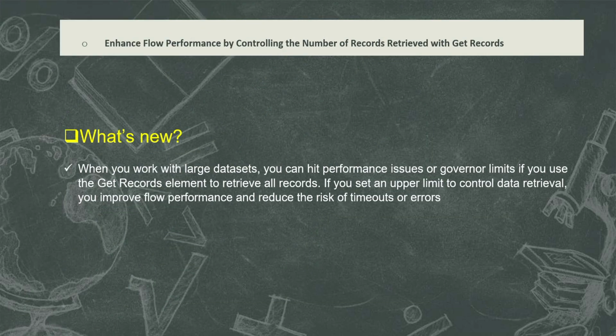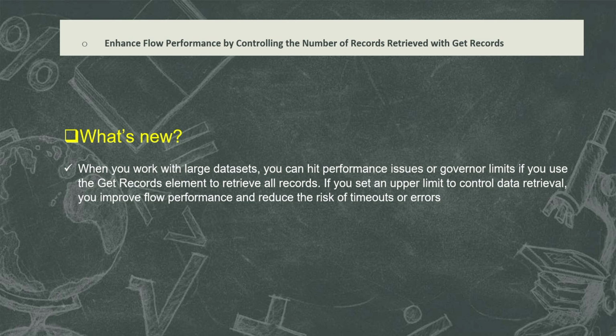Enhance flow performance by controlling the number of records retrieved with Get Records. What's new in this? When you work with a large data set, you can hit performance issues or governor limits if you use the Get Records element to retrieve all the records. Suppose you have 1 lakh records on the account object, and I'm using Flow Builder and use Get Records without any filtering. I'm retrieving all records with the Get Records element in Flow Builder.